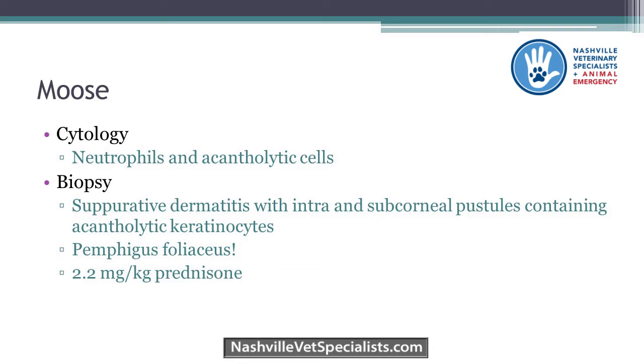So we went ahead and did a biopsy that day, of course having the suspicion of pemphigus foliaceus given our acantholytic cells. And our biopsy came back with a histopathologic description of suppurative dermatitis with intra and subcorneal pustules containing acantholytic keratinocytes. Slam dunk, we have our diagnosis. If you remember, I said he was on Rimadyl for the pain before, so we want to make sure we give it a nice 5-day washout period. But then we did start the 2.2 mg per kg of prednisone.